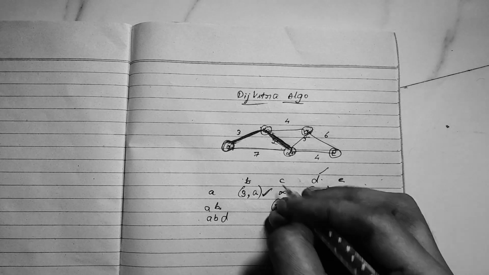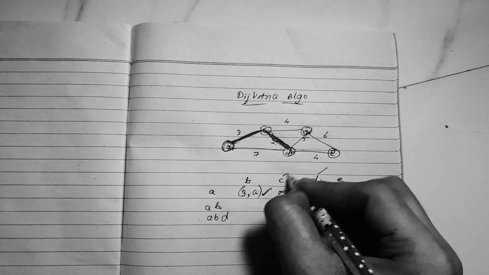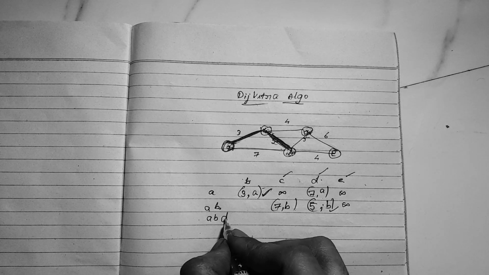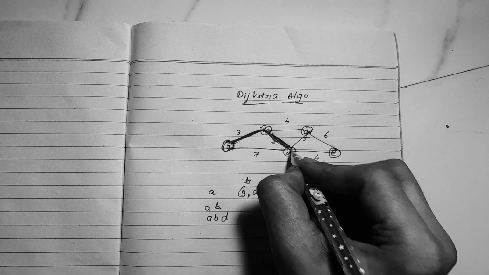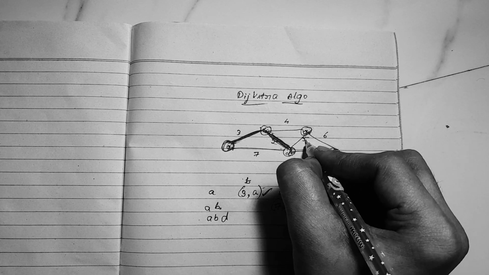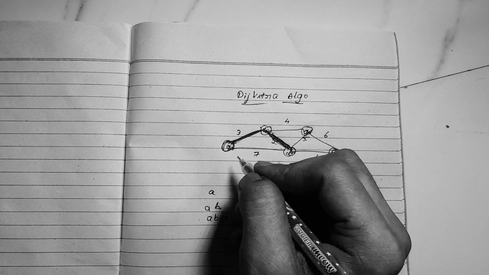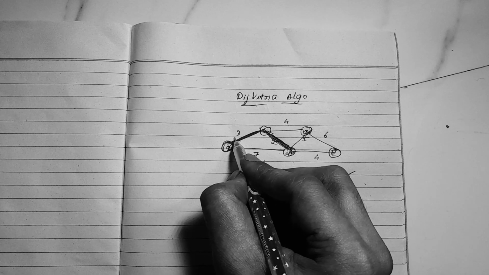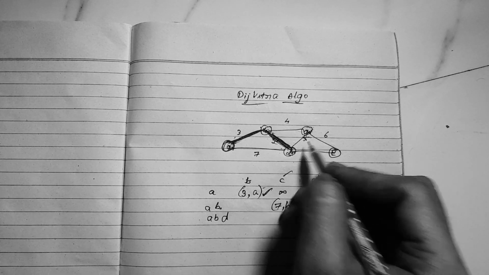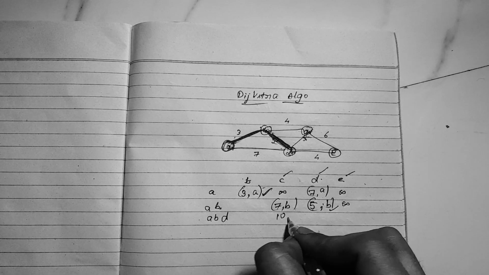Now we want to find out between C and E. These two are done, B and D are done. See, from D to C there is a direct path which is of distance 5, but we should consider from the source, so we will add 3. This is the shortest path plus 2, this is the shortest path plus 5, which is 10, and we will update this to 10.